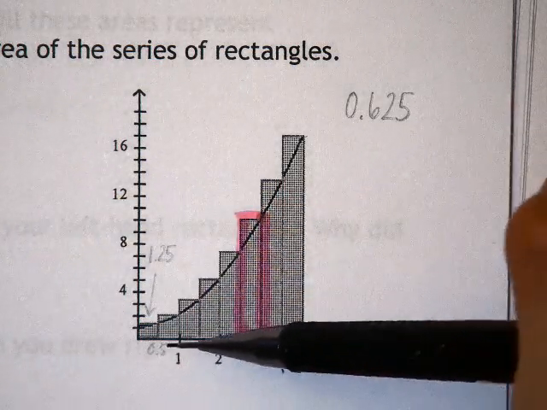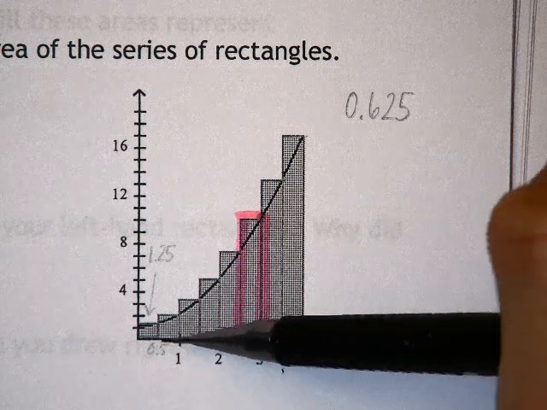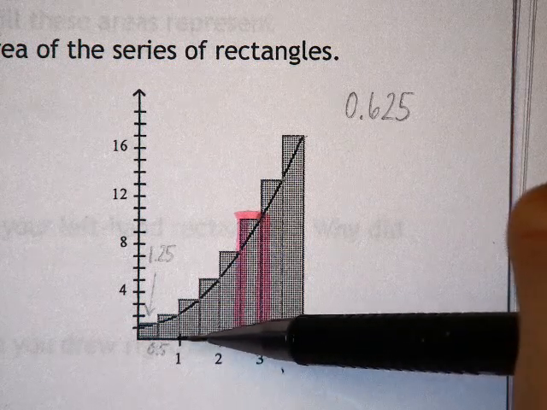So for example, the next rectangle is another 0.5 units wide, so I've got that.